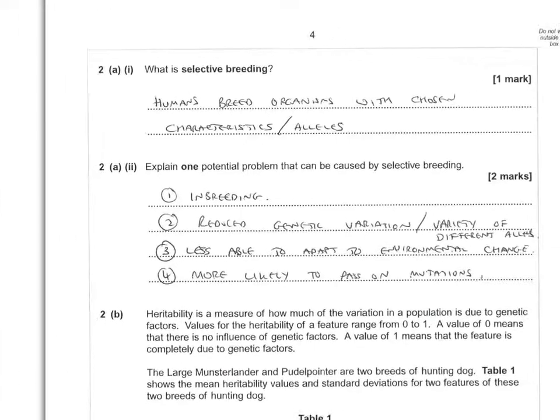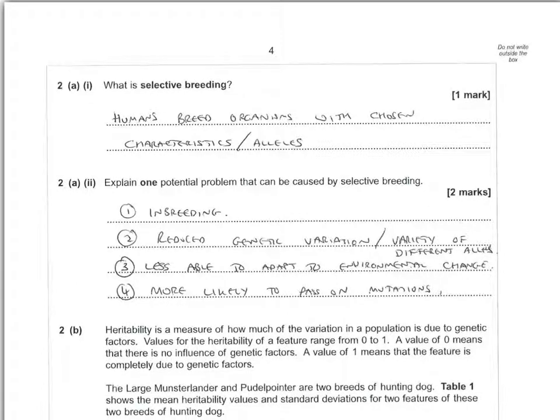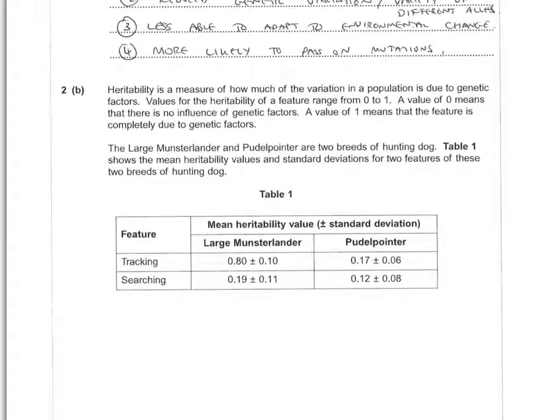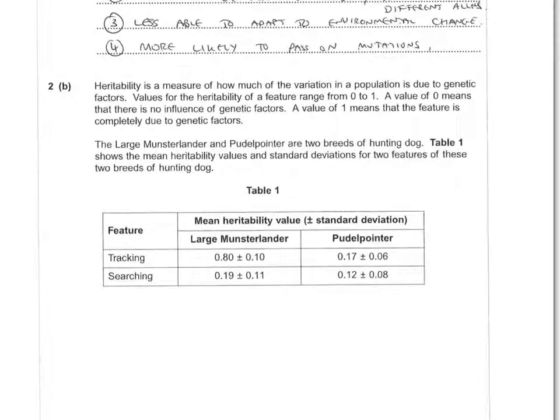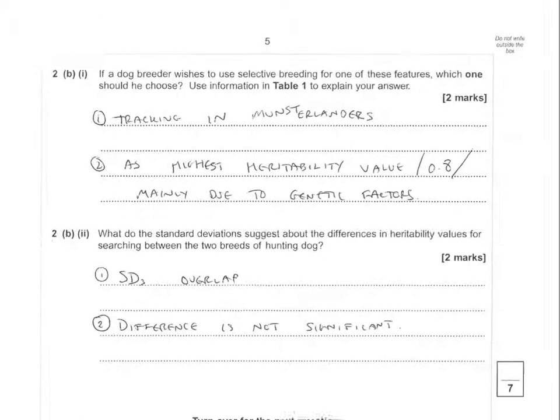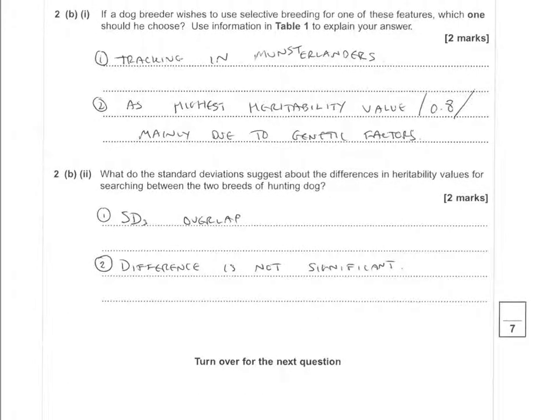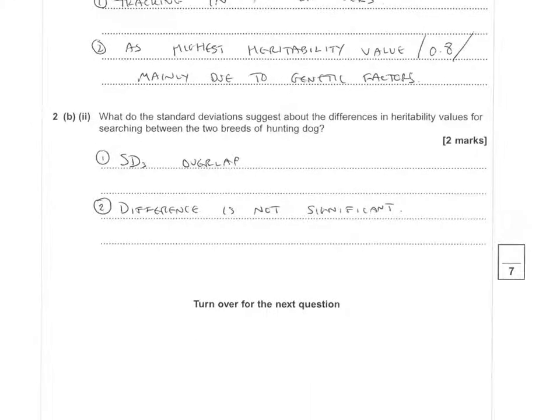Question 2, straightforward definition to start with, 2A part 1, straightforward, 2A part 2. This question on the whole wasn't too bad. You should notice the standard deviations immediately on this and use this question. Here we've got, so you just look for the highest number, so the highest number for that one, that's straightforward. If your standard deviations overlap, it means the difference is not significant.